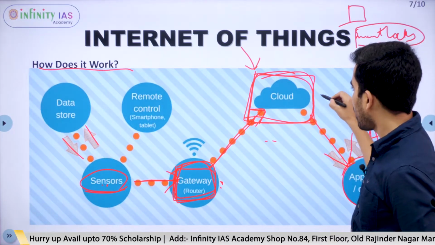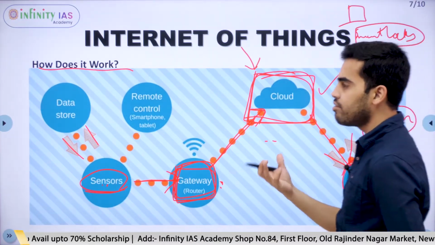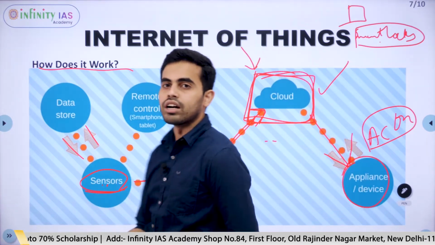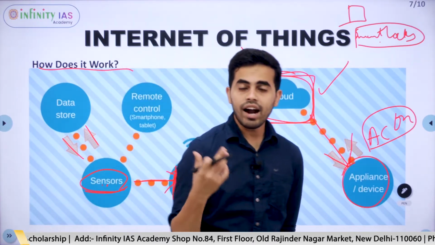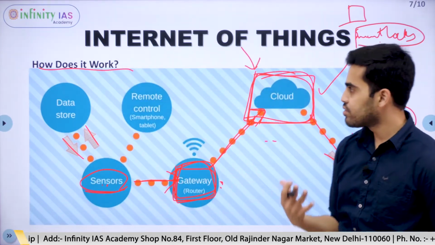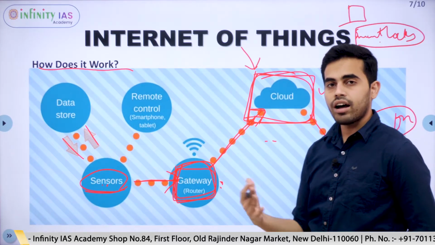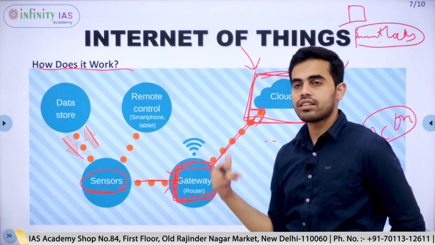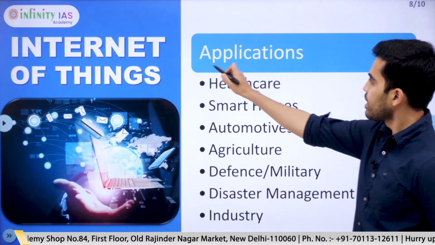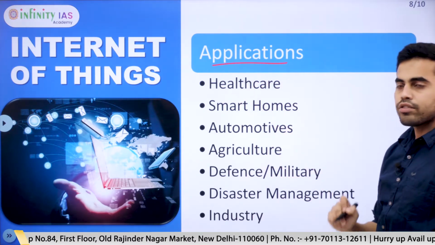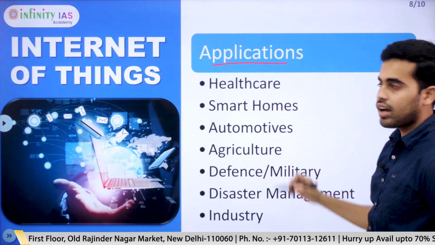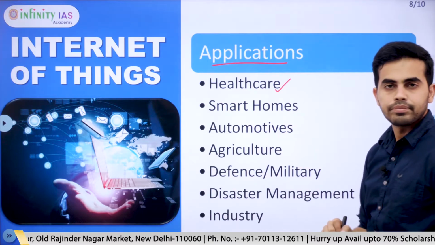So this is a simple example of where Internet of Things works. Now that we have understood how the Internet of Things works, we will see various applications where it can work. The applications where Internet of Things is used are healthcare.